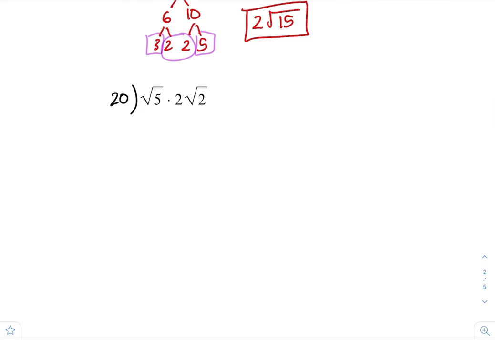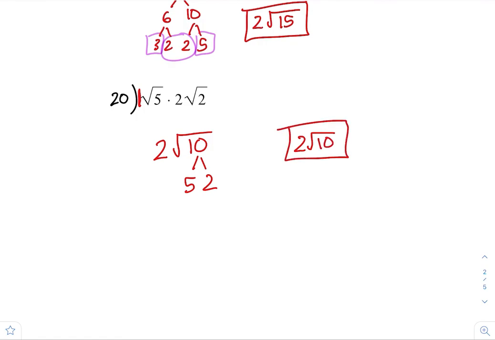And the last problem, there's really a coefficient of 1 right there. So outside times outside, 2 times 1 is 2. Inside times inside, 2 times 5 is 10. So this one's interesting. You notice there are no pairs, which means that this is as simplified as it gets. 2 square root of 10, because there are no pairs.